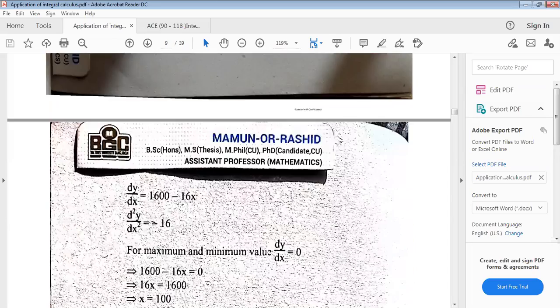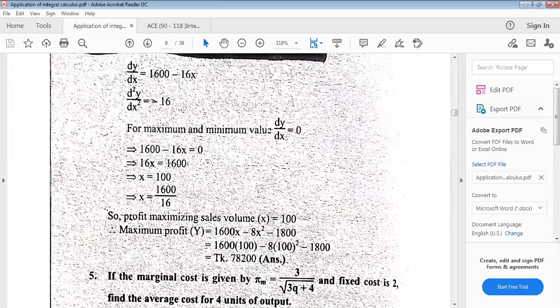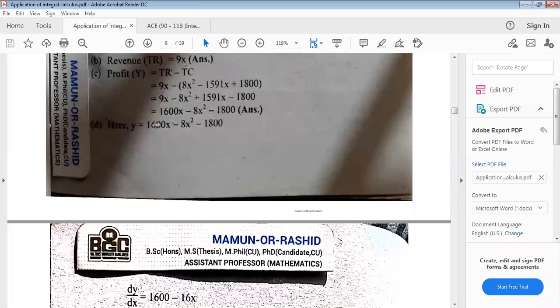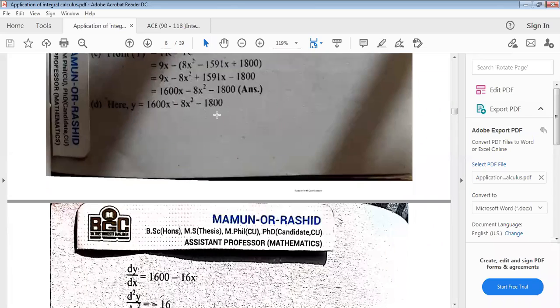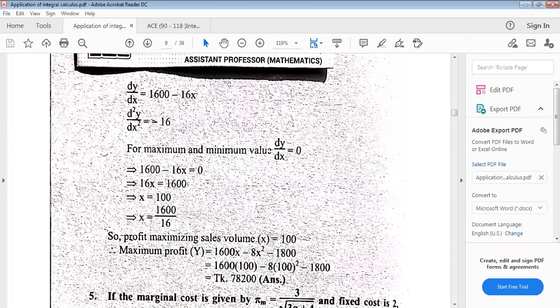Now taking dy/dx, what will it be? The derivative of 1600x is 1. The derivative of 8x² is minus 16x, since the derivative of x² is 2x by the formula. So this will be minus 16x, and the derivative of a constant is 0. So dy/dx will be this.